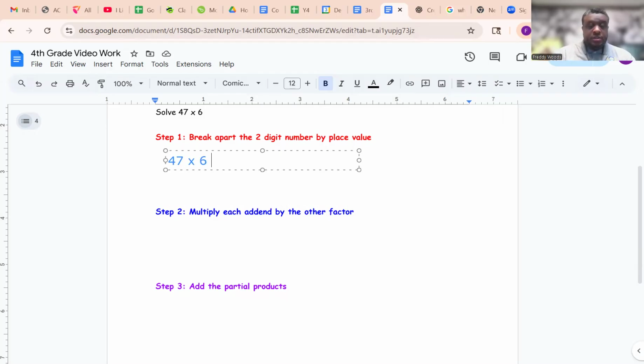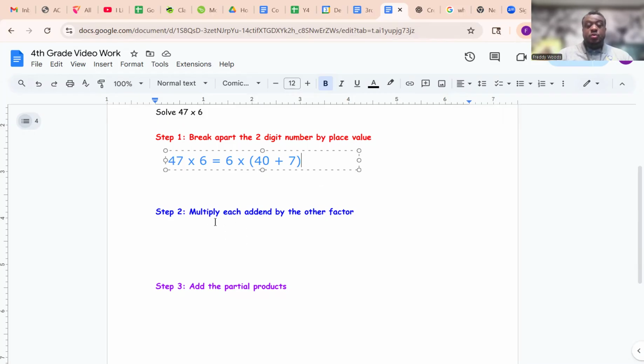So I'm going to take 47 times 6, and that's going to equal 6 times 40 plus 7. Right? This is what I'm doing. I'm breaking apart that 47 by place value. So in the number 47, I have 7 ones and I have 4 tens, which is the value of that is 40. That's how I broke it up by place value. And I know that's correct because 40 plus 7 gives me 47. So I know that's correct.